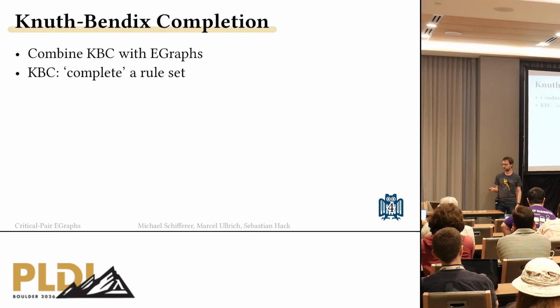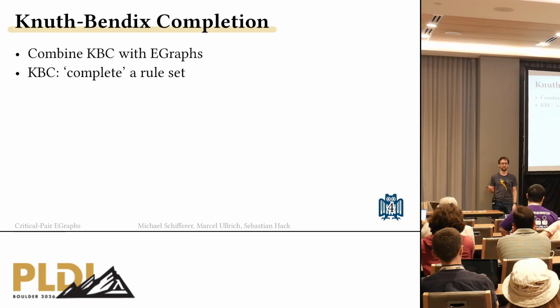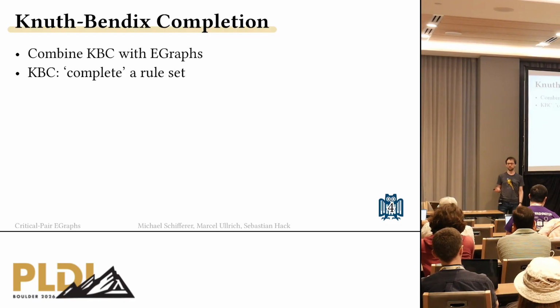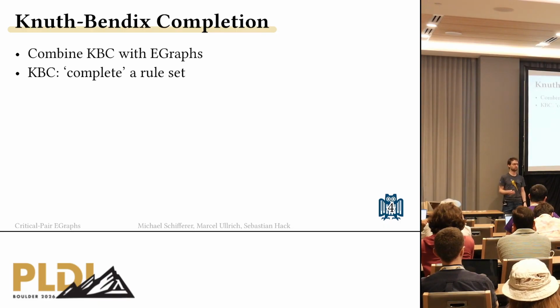So our idea is, let's combine the two. Let's combine Knuth-Bendix completion with e-graphs. The idea is Knuth-Bendix completion takes a rule set and somewhat completes it. So let's complete our rule set and then throw it to the e-graphs with our extended rule set and see if it can manage to do better.